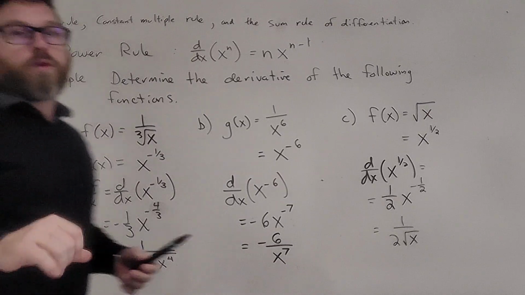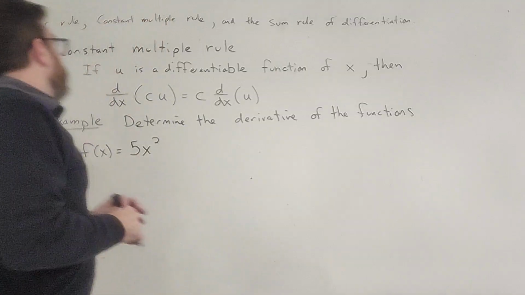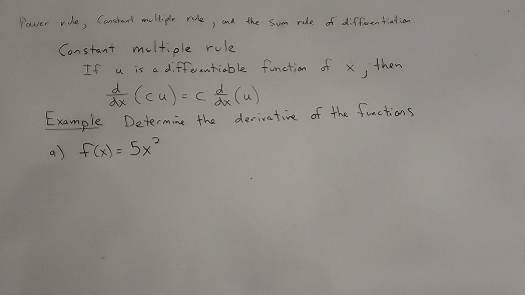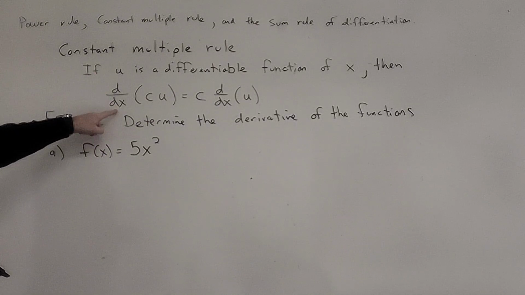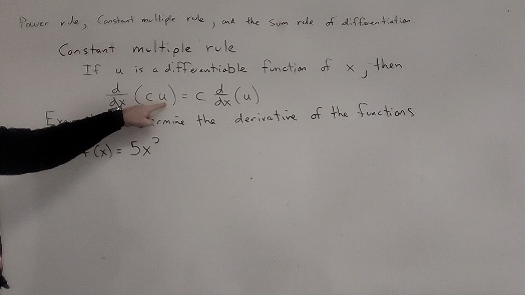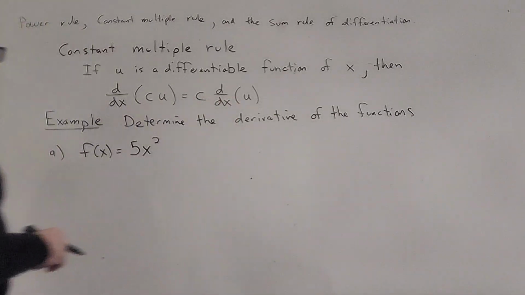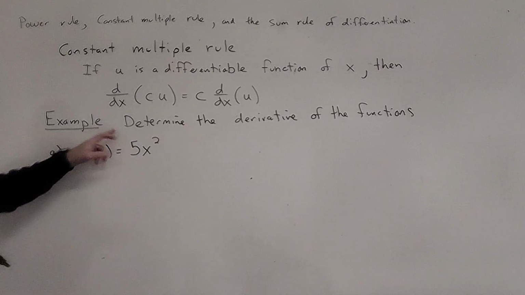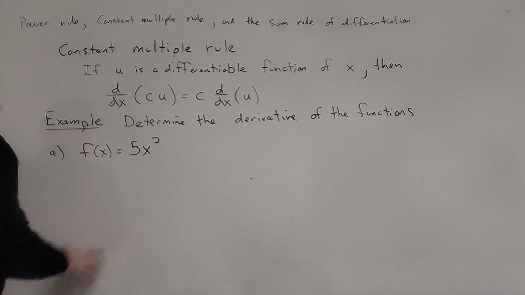So I got another rule for you. I'll write it up on the board. So, the constant multiple rule. If u is a differentiable function of x, then the derivative with respect to x of c times that function is c times the derivative of that function. Now, what I want to do is to determine the derivative of something like 5 times x squared.